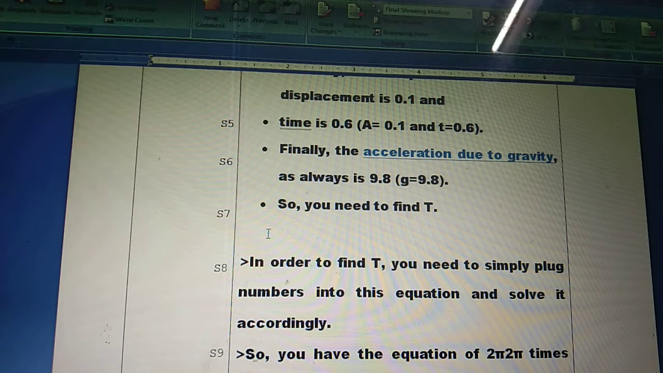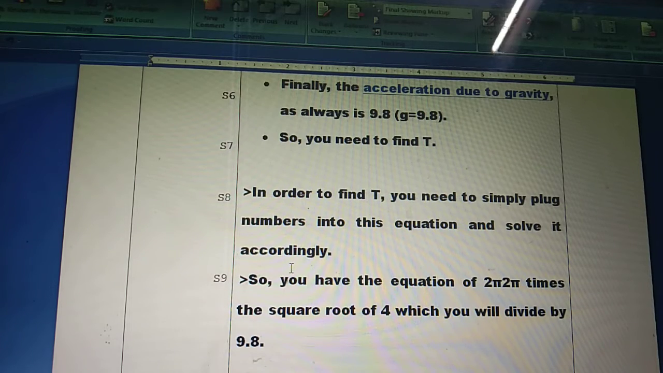Step 7 is that you need to find T. Like this, while reading, each step involved you just have to note down in the mind mapping. Then S8: in order to find T, you need to simply plug numbers into this equation and solve it accordingly.